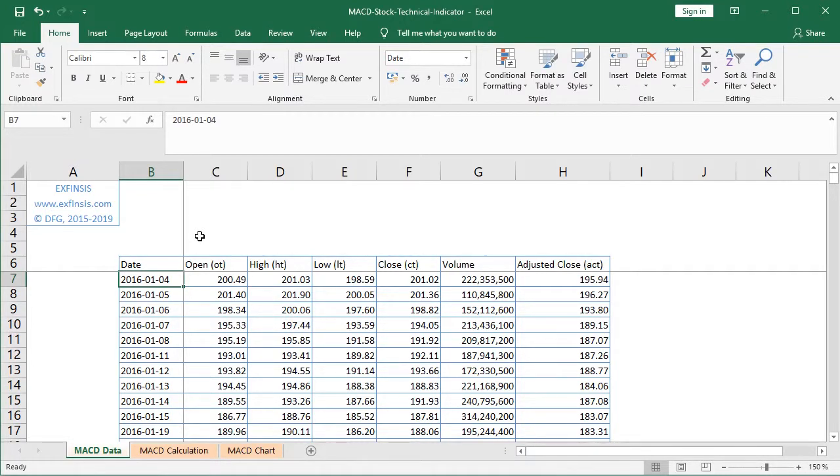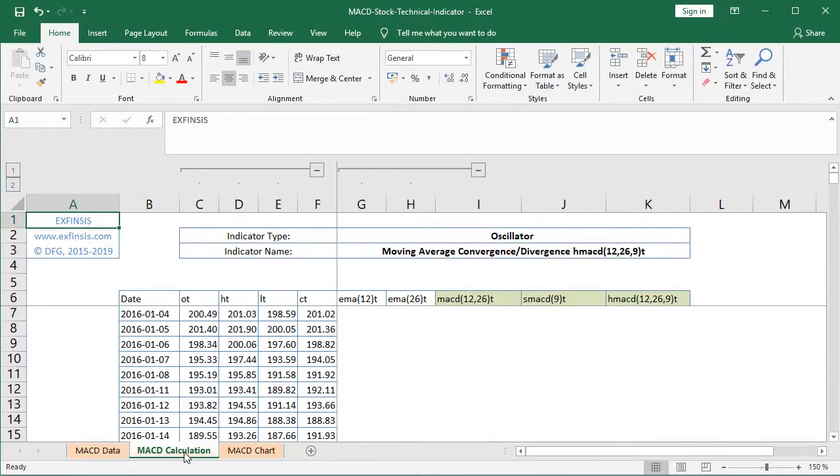So once we have the data, we can continue with the MACD calculation at its corresponding worksheet, also colored in orange. Within it, first of all, we have from columns B to F, dates, and then open, high, low, and close prices. For this technical indicator, we'll only be using column F, which are the close prices. For this data, if we select any of the cells, for example here B7, we see that it's equal to MACD data worksheet, cell B7.